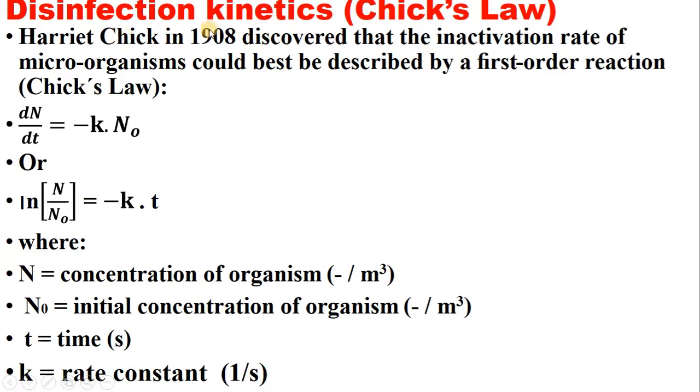Now, considering the disinfection kinetics, Harriet Chick in 1908 discovered that the inactivation rate of microorganisms could best be described by a first-order reaction called Chick's law. Chick's law tells us that the time derivative of the concentration of organism is equal to the rate constant multiplied by the concentration of the organism, or ln(N/N0) = -k·t, where N is the concentration of organism per cubic meter, N0 is the initial concentration of organism per cubic meter, t is the time in seconds, and k is the rate constant per second.